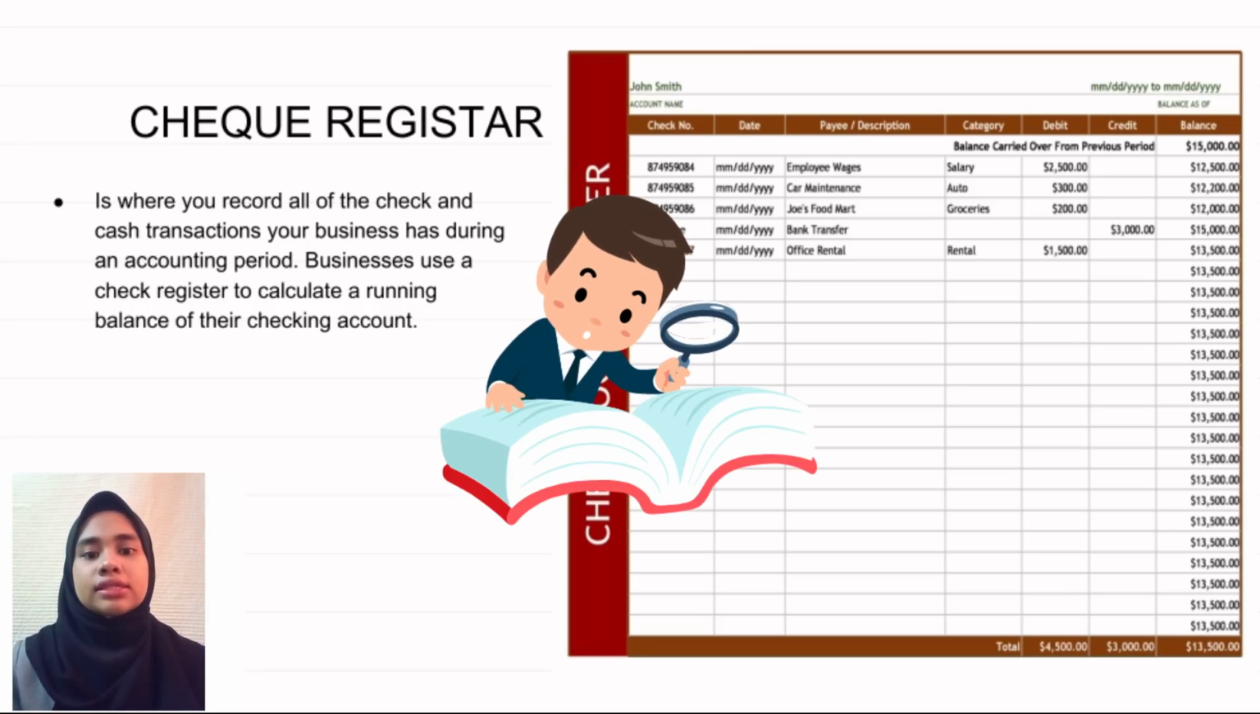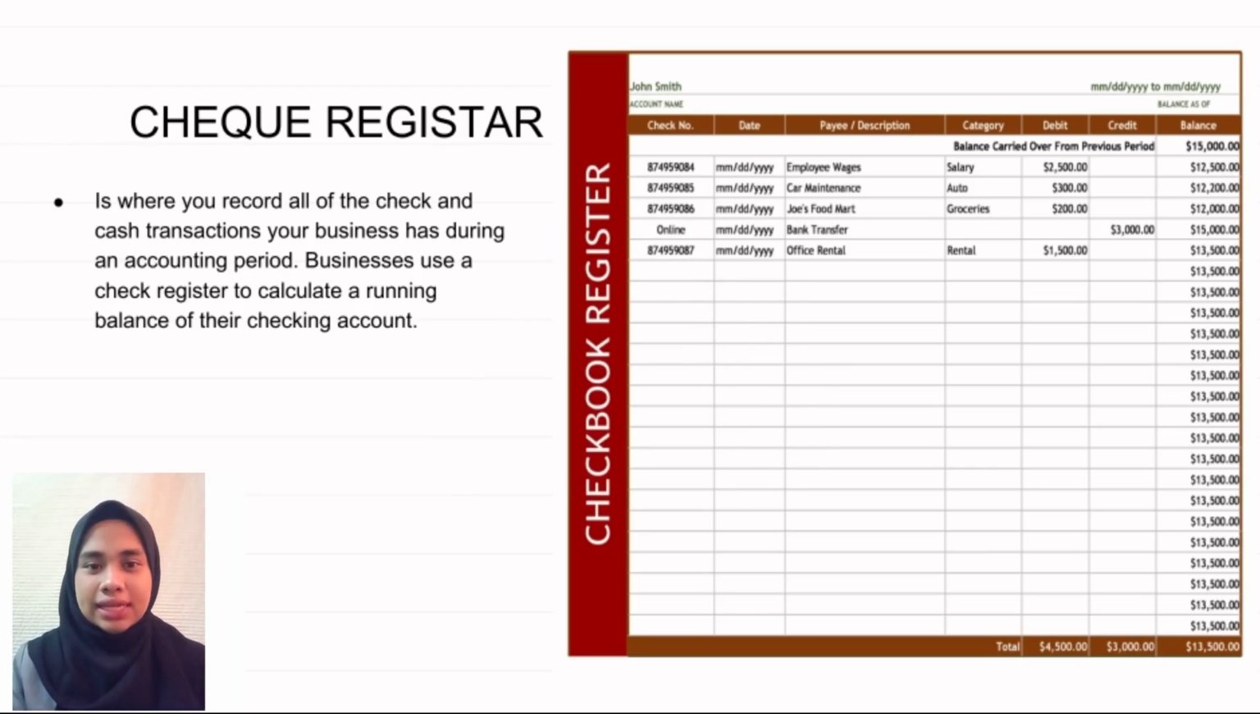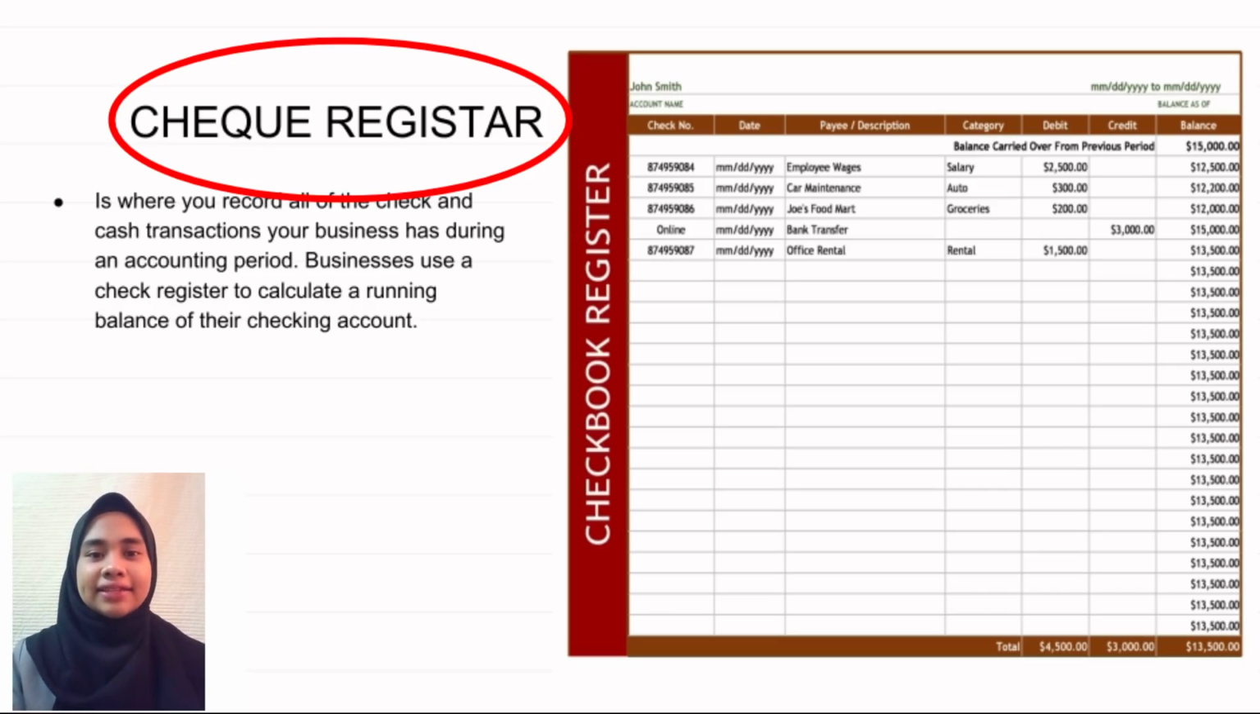You can use check register if cash payment journal has not been used. Like always, I will show you the example of check register in my slide.